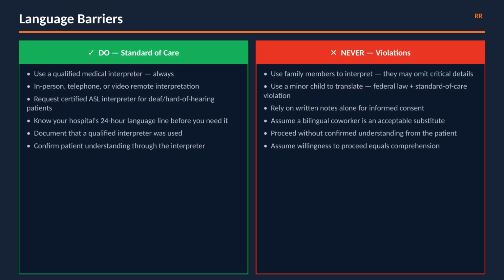Language barriers require a qualified medical interpreter. Every time. Federal law prohibits using a minor child to translate. Using a family member is strongly discouraged. They may omit critical information to protect the patient. Know your hospital's language line. Know how to access video remote interpreting before you need it.